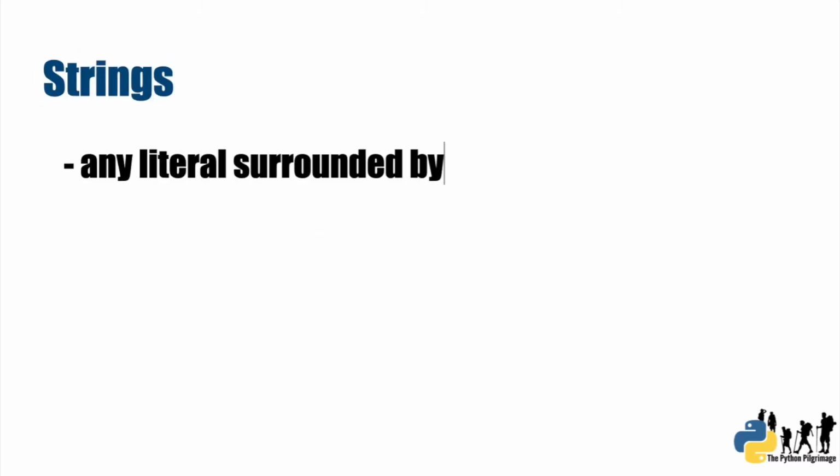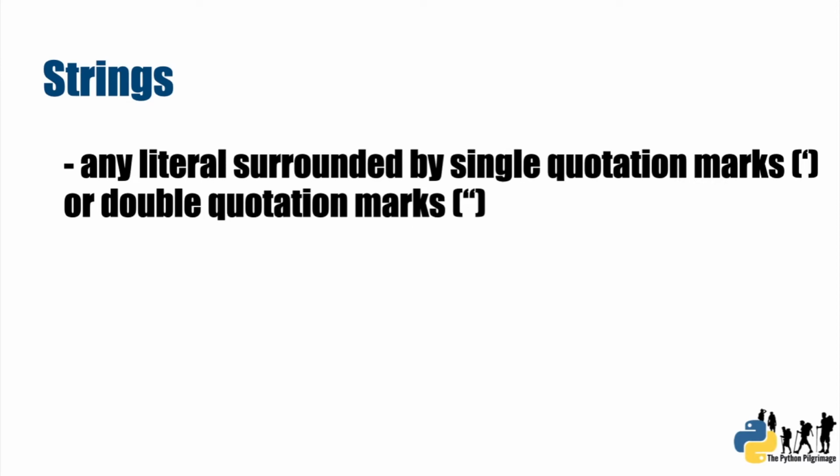Strings are any literal surrounded by a single quotation mark or double quotation mark. It can be anything: an integer, an alphanumeric, a tuple, a set, a dictionary, or even a boolean. As long as it's surrounded by a single or double quotation, it is a string.